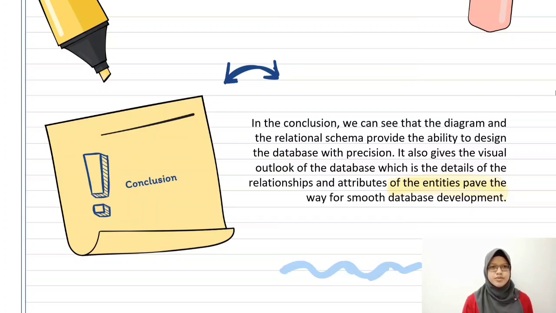In conclusion, we can see that the diagram and the relational schema provide the ability to design the database with precision. It also gives a visual outlook of the database, and the details of the relationships and attributes of the entities pave the way for smooth database development.